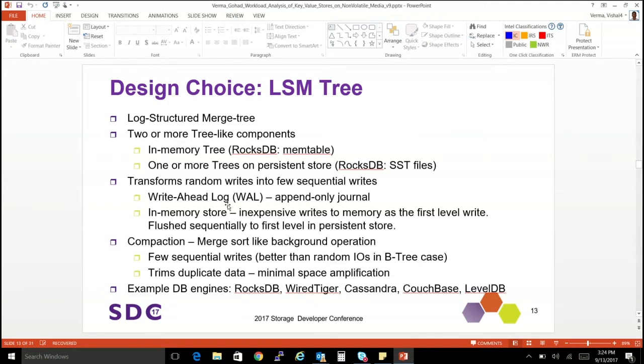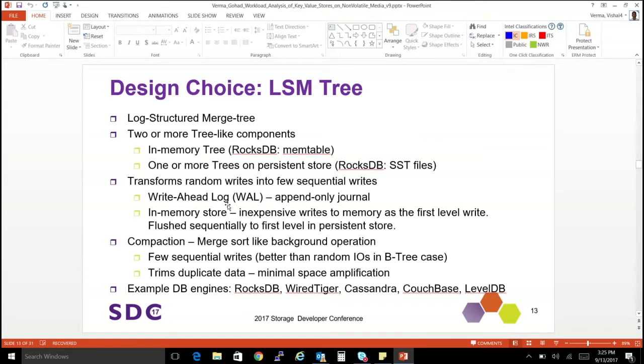So let's see the LSM trees. It's a log-structured merge tree. They are fast. They actually transform your random writes into a few sequential writes. And how does it do that? There is a write-ahead log. It's basically an append-only journal. So every write comes in, it just starts appending it. And it uses an in-memory store which allows inexpensive writes going to the memory.